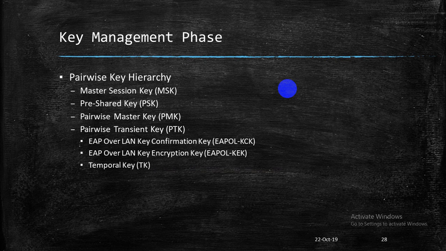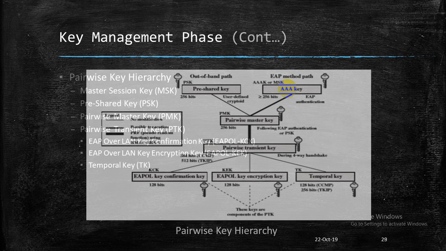And next comes the key management phase. Here is a hierarchy of pairwise keys. Basically, key management uses two types of key hierarchy. One is the pairwise key, and another is the group key. In the pairwise key hierarchy, several types of key are used: master session key, pre-shared key, pairwise master key, and pairwise transient key. We will see it later in a diagram.